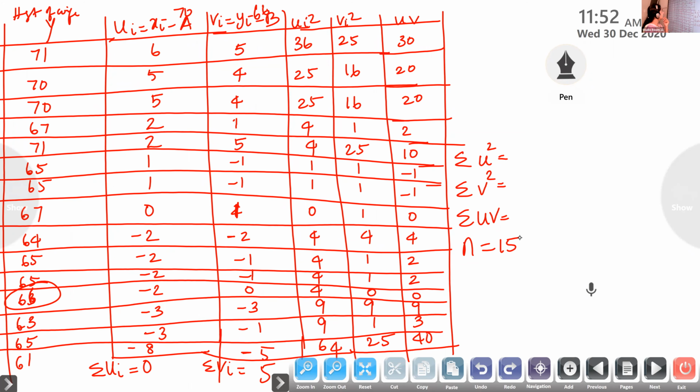What is sigma u square, Karthik? 194. Okay. Once you complete these values, you please check it. Give the answers. Is it correct? Ma'am, sigma v square is 127. Okay, it is correct. Sigma uv is 140. Then once you get all these values, you can apply the formula.